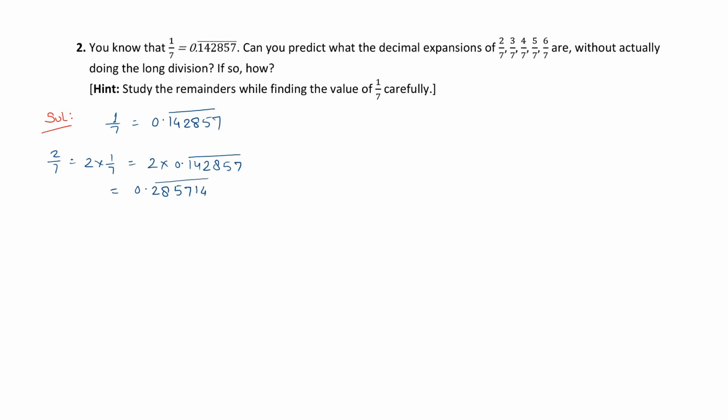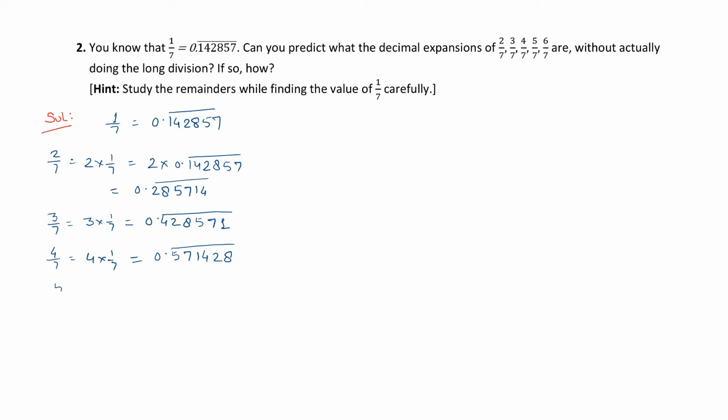Similarly, we will get 3 by 7 as 3 times 1 by 7. So we will get the value 0.428571, and it will repeat, so we are putting a block. Similarly, 4 by 7 will be 4 times 1 by 7, equal to 0.571428.